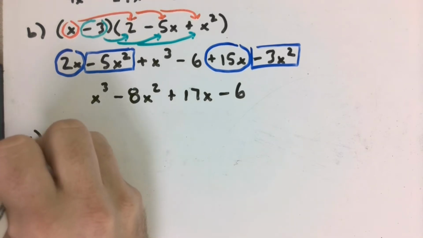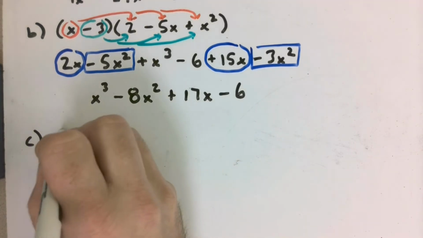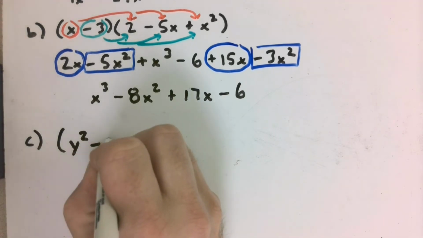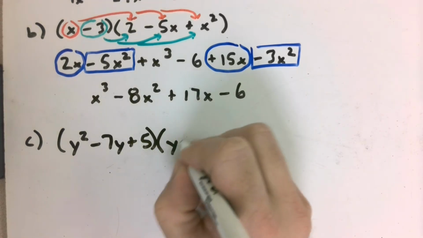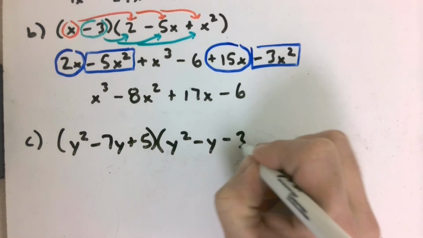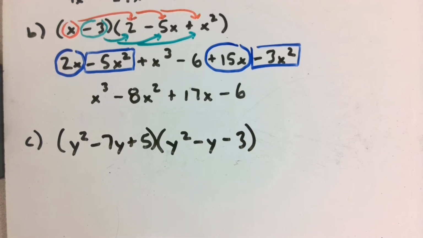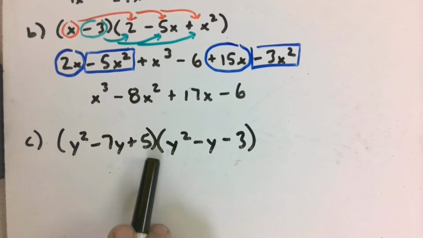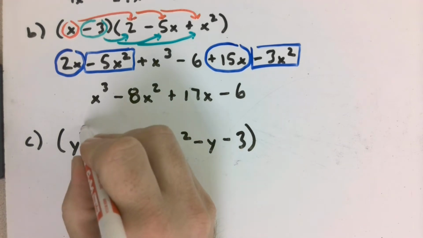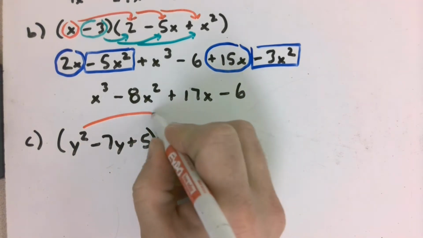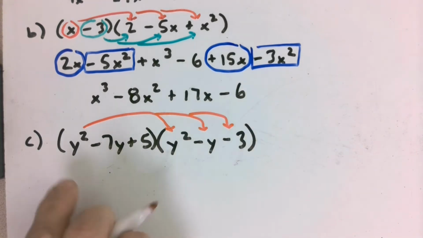For letter C, we're going to take a look at y squared minus 7y plus 5 times y squared minus y minus 3. So identifying what we have, trinomial times a trinomial, I need to take each one of the terms inside the first set of parentheses, multiply by each of the terms in the other set of parentheses. So to start with, using our distributive property, I'm going to take this y squared and multiply by all three of the terms.